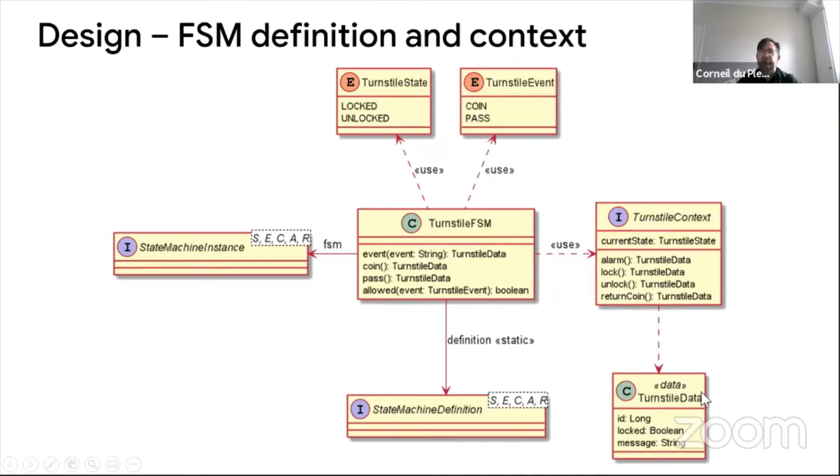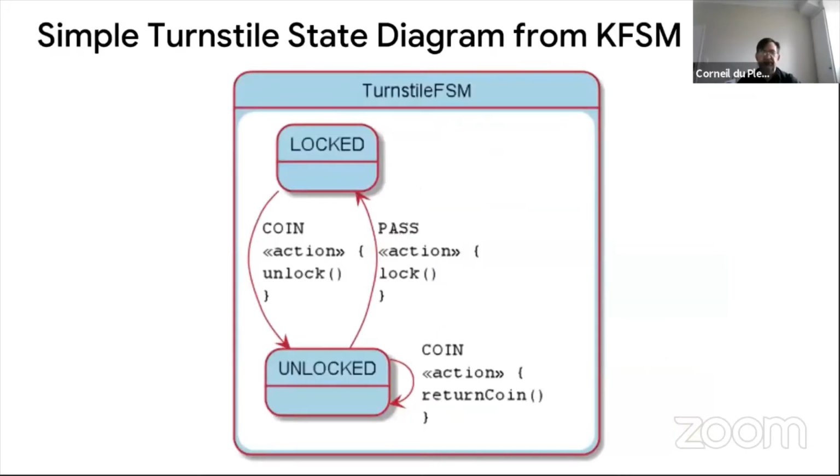And what I had to do is have a separate data class because we want to persist this data and we want to send it to the front end. So the front end gets data that says it's locked or unlocked, and it gets an ID, and there's a message. You saw the return coin message show up when you press the pay button again.